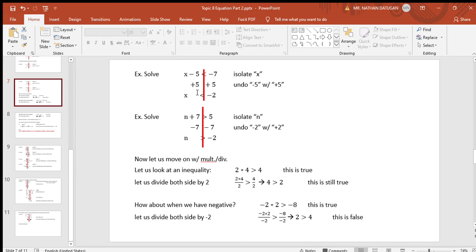Two more examples. So now we have x minus 5 is less than negative 7. Our goal is to isolate x, so we have to get rid of that minus 5. So we add 5 on both sides. Don't forget to draw your line. x minus 5 plus 5 should give you x, and negative 7 plus 5 is negative 2. So our answer is x is less than negative 2.